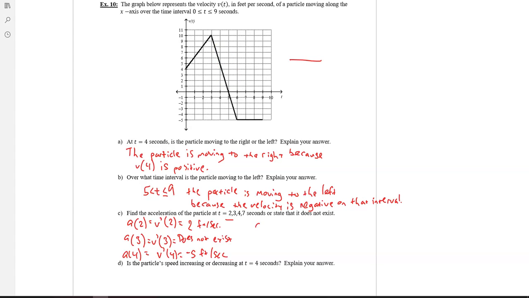And then one more, a of 7, which is equal to v prime of 7. What would its slope be? Here's 7. I'm going to call on someone for this one. Let's go to John. Hopefully the microphone works this time, John. What do you say? What's the slope there of the velocity at 7?